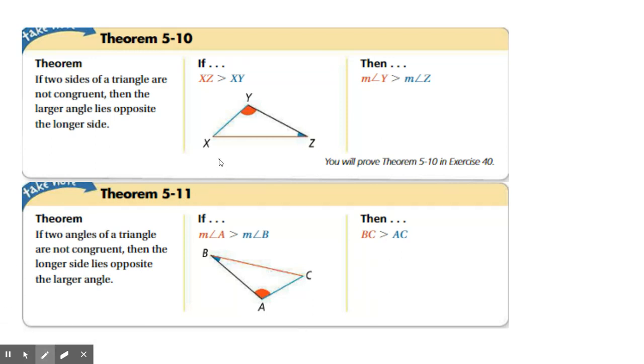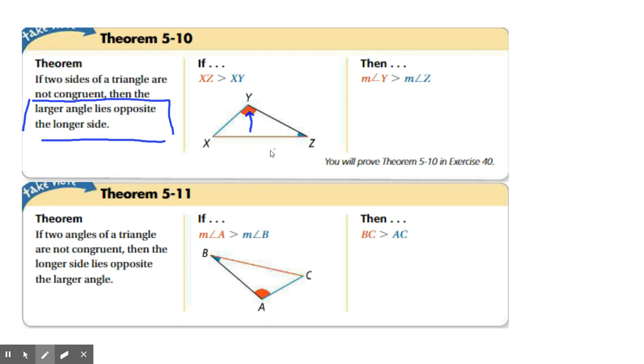These two ideas say if two sides of a triangle are not congruent, then the larger angle lies opposite the longer side. So notice in this picture, this is saying that XZ is bigger than XY. The angle opposite of XZ is angle Y. Notice that angle Y is not used in the naming of XZ. So that's a very important idea.